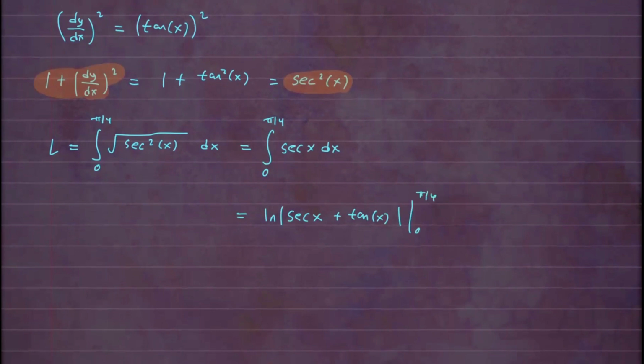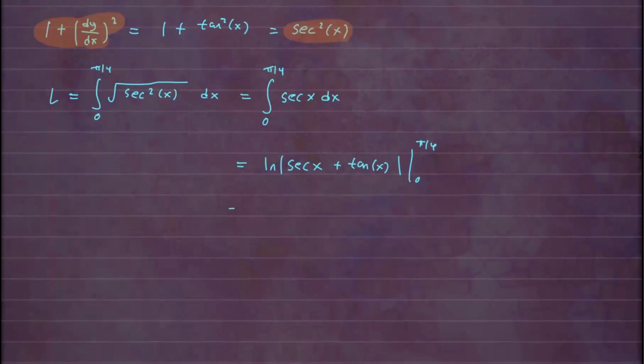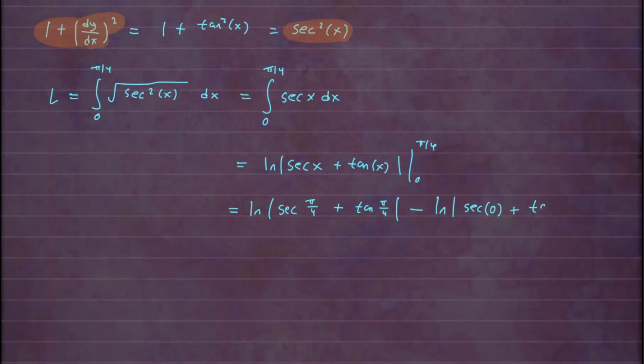So that integral, I would recommend you to strongly memorize, or at least see the derivation once. Okay, now we plug in the upper limit of integration. This is ln of secant of pi over 4 plus tangent of pi over 4 minus the lower limit. That's going to be ln of secant of 0 plus tangent of 0. And we know tangent of 0 is 0, so this will go away.